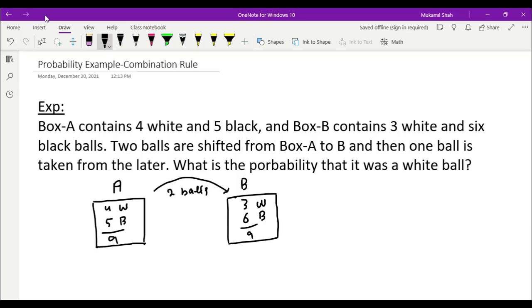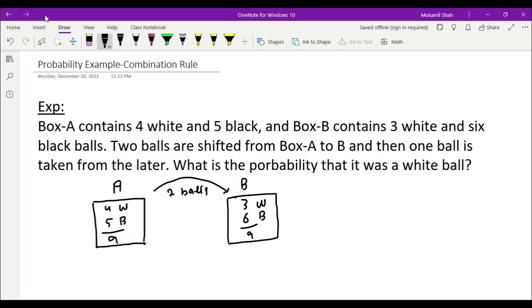So 2 balls are shifted from A to B. Now it is not clear which colored balls are transferred from A to B, whether they were white or they were black, or one of them was white and the other was black. So there are 3 possibilities while shifting 2 balls from A to B. The first possibility is that 2 white balls are transferred from A to B. The second possibility is that 2 black balls are transferred, and the third possibility is that 1 black and 1 white ball is transferred from A to B.